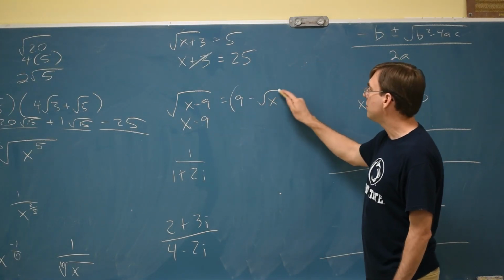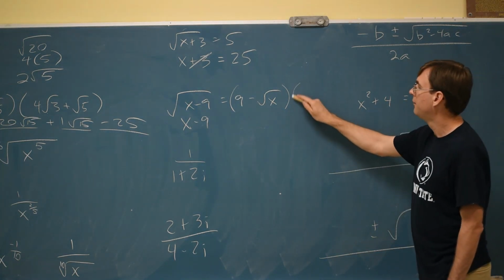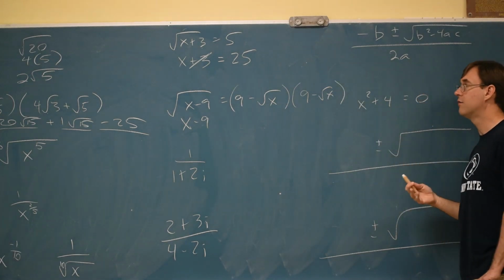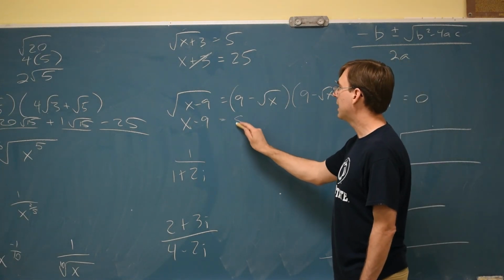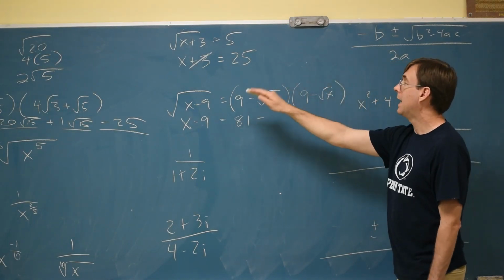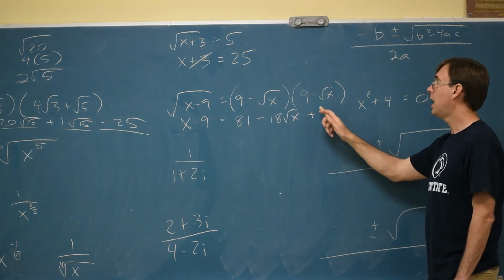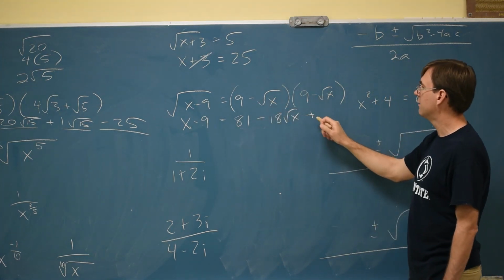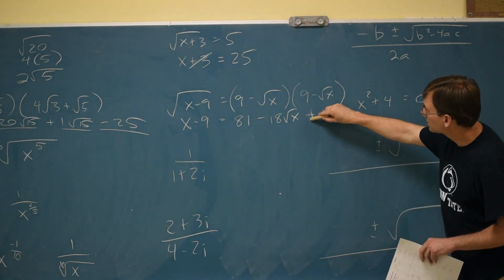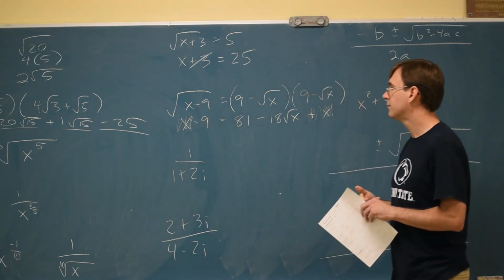Squaring the right, you have to realize that that full group, there's invisible parentheses there. And if you're going to square that, there's 2 of them that we need to be foiling. So that would get an 81 minus a 9 root x minus another 9 root x is 18 root x plus, because negative times negative is positive, x. If I want to subtract this x, it would nullify that x.